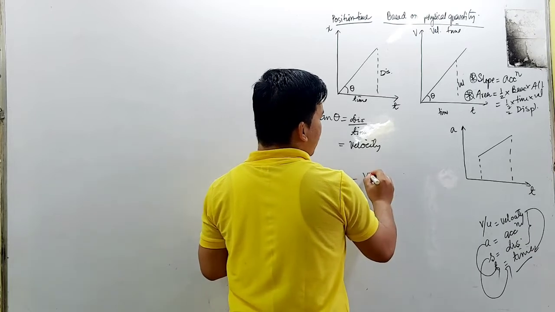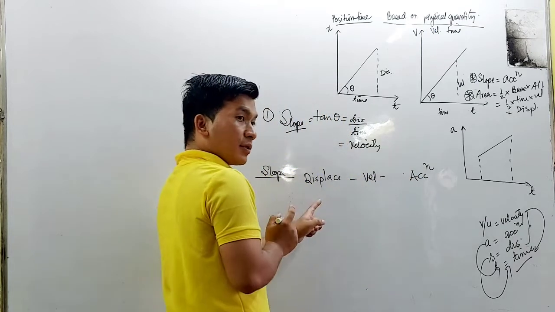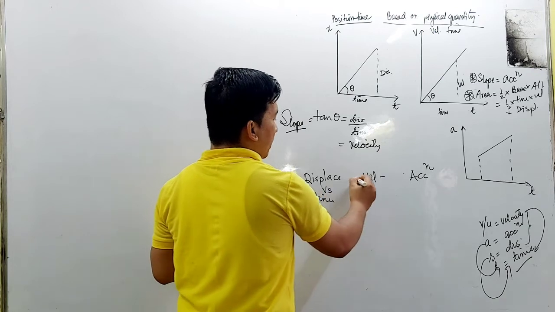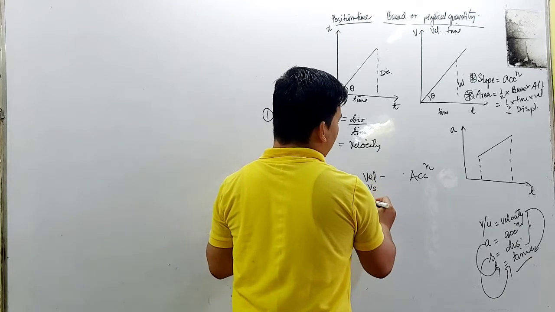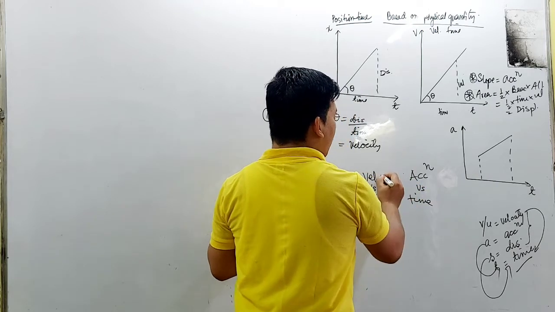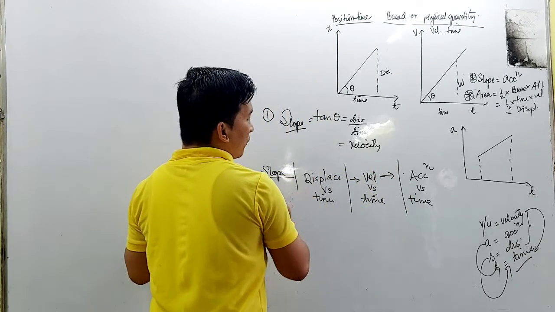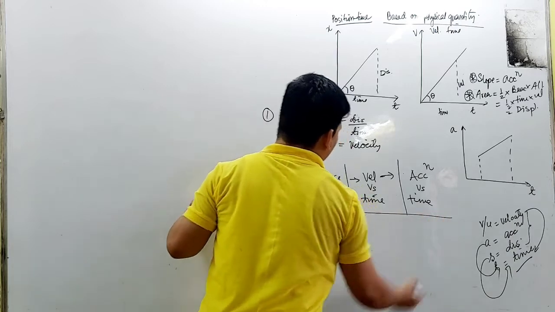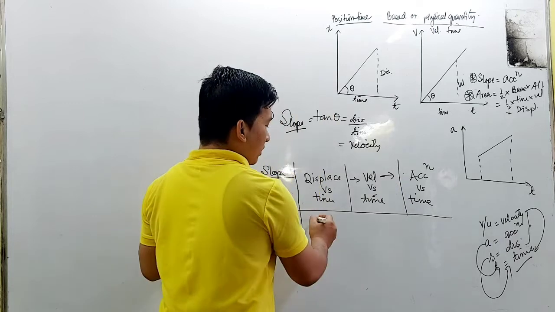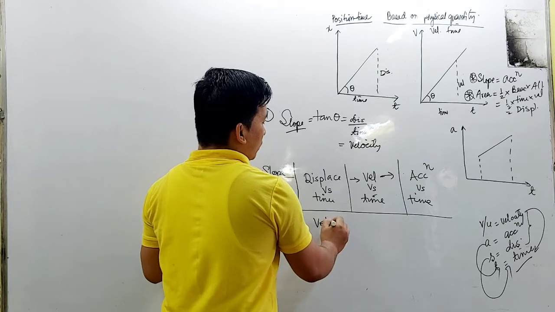Next we have acceleration with respect to time. This is the displacement versus time graph, the velocity versus time graph, and the acceleration versus time graph. We are considering three different graphs. Consider the slope of the displacement versus time graph; it will give you velocity.